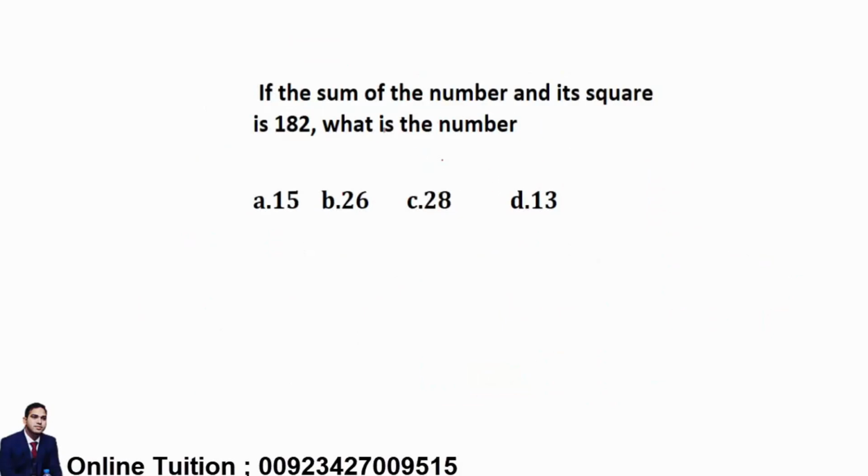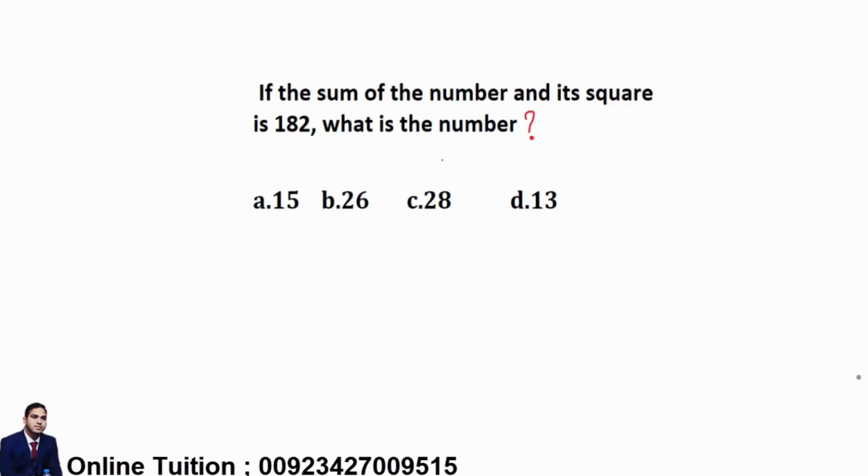Very interesting question is on the screen. The question is, if the sum of the number and its square is 182, what is the number? So this is the question, and there are four options. Obviously A is equal to 15, B is equal to 26, C is 28, and D is 13. So what is the answer from these four choices?